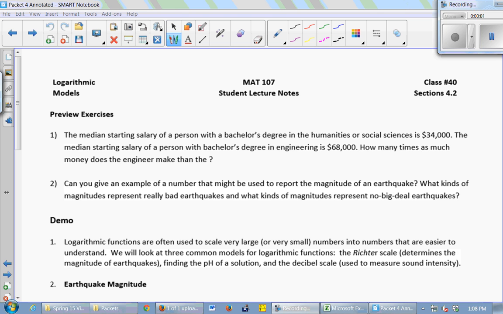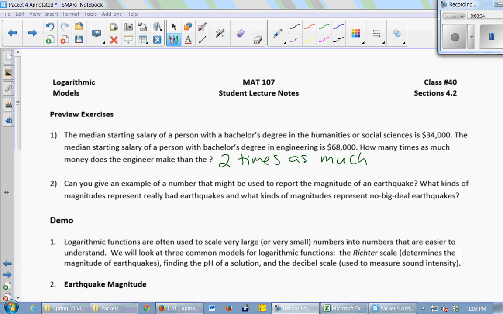Okay, so here, this seems kind of random, this first preview exercise. A median starting salary for a person with a bachelor's degree in the humanities and sciences or social sciences is $34,000, as opposed to the median starting salary of a person with a bachelor's degree in engineering, $68,000. How many times as much money does the engineer make than the social scientist? Twice. 2 times, right? 2 times as much.